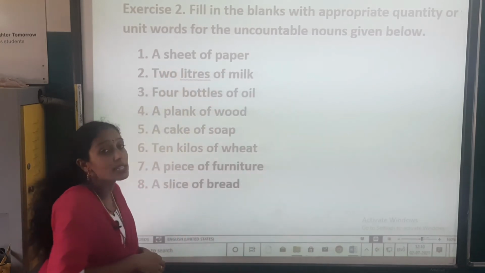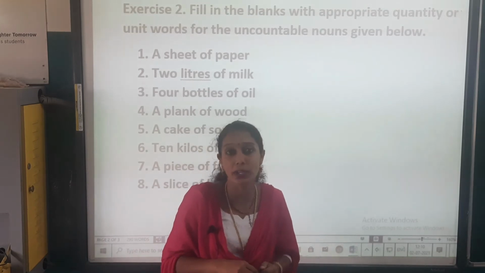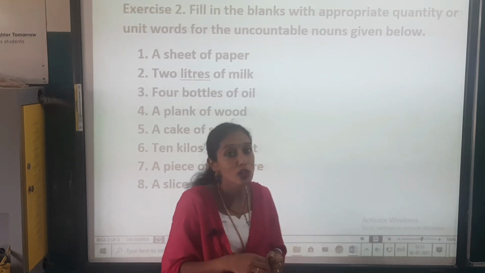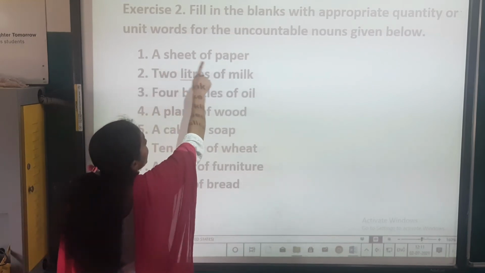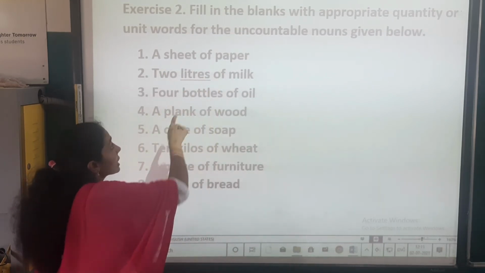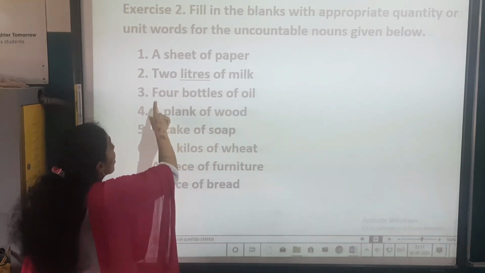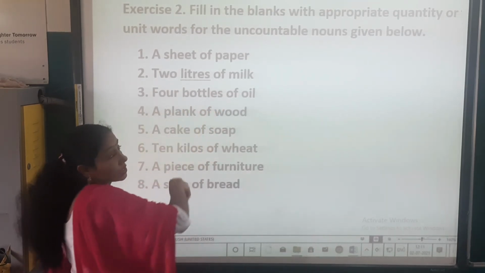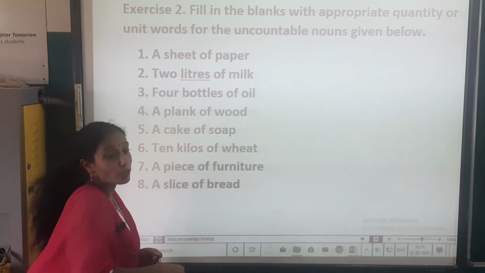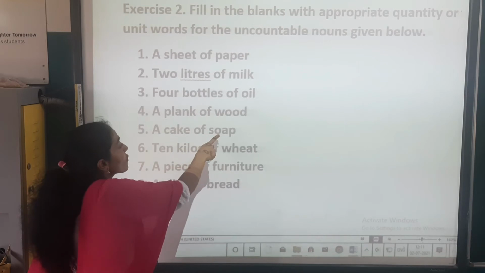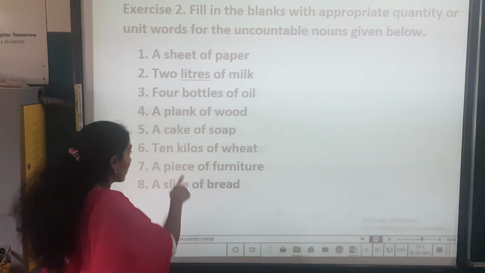So what will be the answer? In the help box you will find the answers being given. From the help box you have to choose the correct word. A sheet of paper. Then two dash of milk: two liters of milk. Four dash of oil: bottles. A dash of wood: plank of wood. A dash of soap: a cake of soap, or you can say bar of soap.